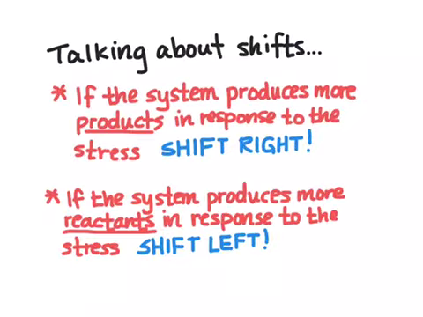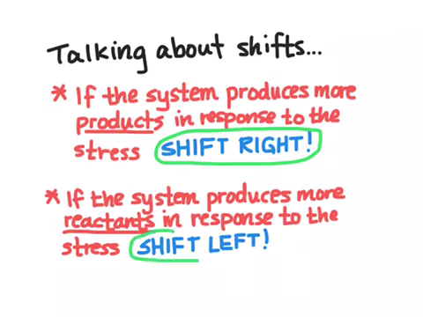In Le Chatelier's principle, we're going to talk a lot about shifts. So when we say shift right, what we mean is that the system has produced more products in response to the stress. If we say shift left, what we mean is that the system has produced more reactants in response to the stress. And so if we think about a chemical reaction, A and B, A, our reactants are on the left side, so producing more of them would be a shift left. B, our products are on the right side, producing more of that would be a shift right.